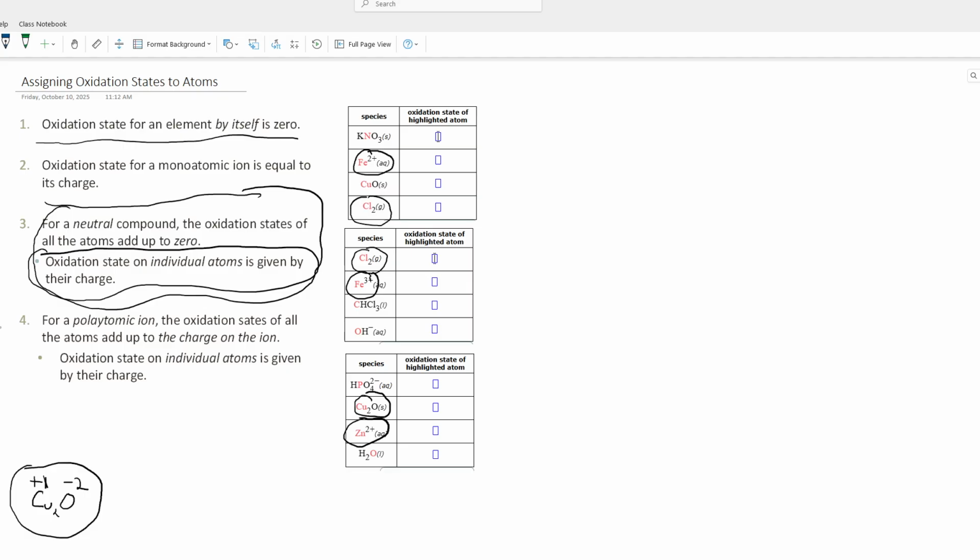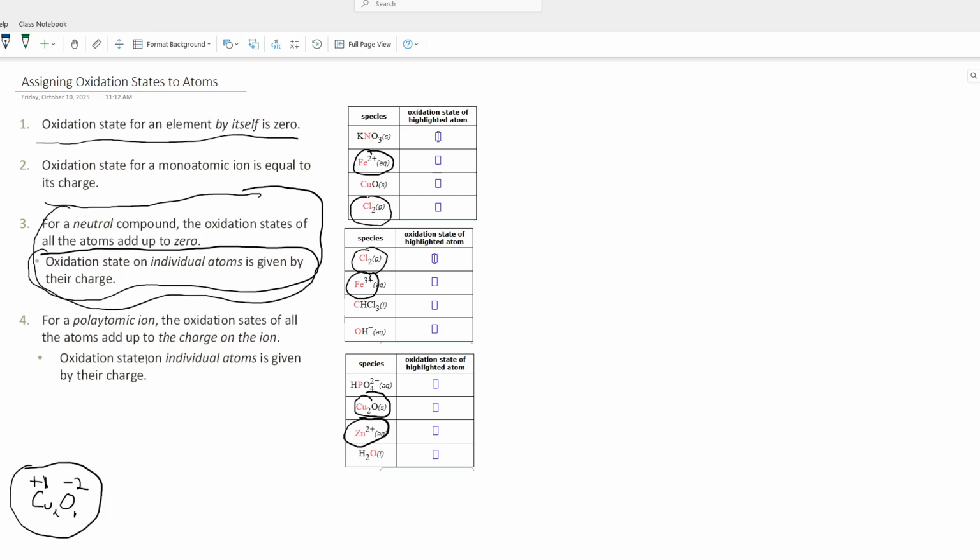I have one oxygen. Hope you can see that. 1 times a negative 2 is a negative 2. 2 times a positive 1 is a plus 2. When I add those up, they have to equal 0. Okay, so I've checked myself. I know I'm right. I erase that right away so it doesn't confuse me, and I just turn in my answer as the oxide's a minus 2 and the copper is a plus 1. Those are the oxidation states.